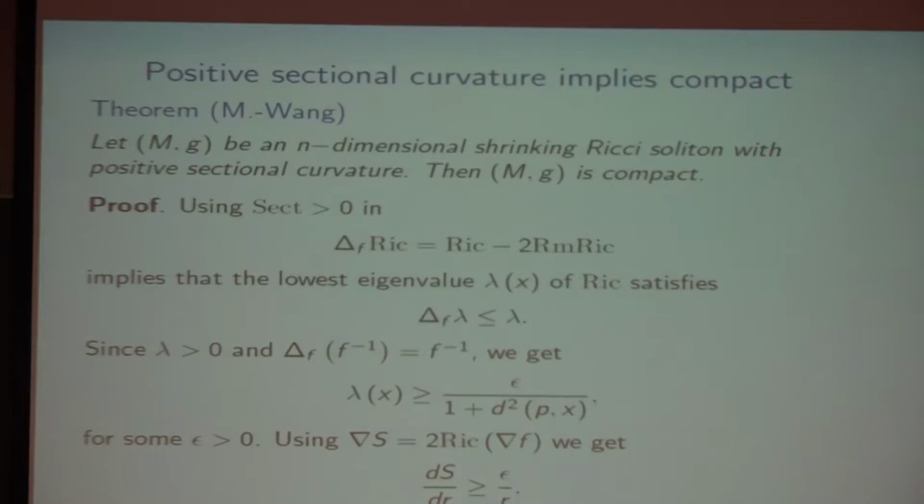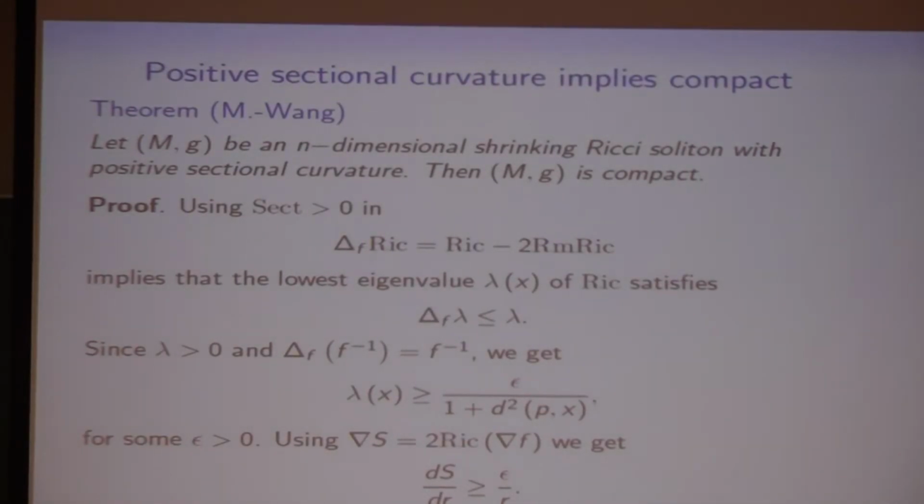Actually, that inspired us to prove the following theorem. This was a couple of years ago. This proves that in any dimension, if you have positive sectional curvature, then the manifold is a compact manifold. So there is no non-compact shrinking Ricci soliton with positive sectional curvature.